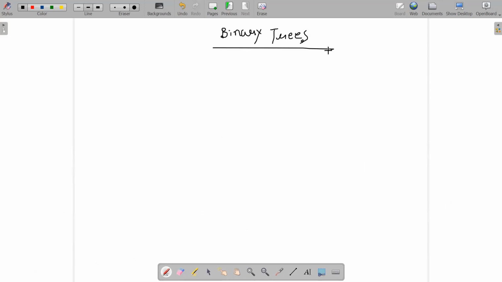I think a special type of tree which is sorted in nature. Nothing as such. Binary trees are what? Again, they are trees only. They have only two nodes.